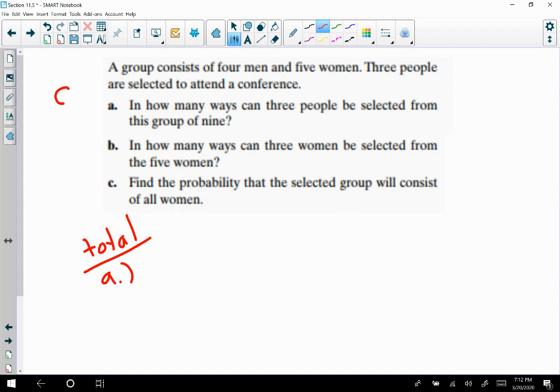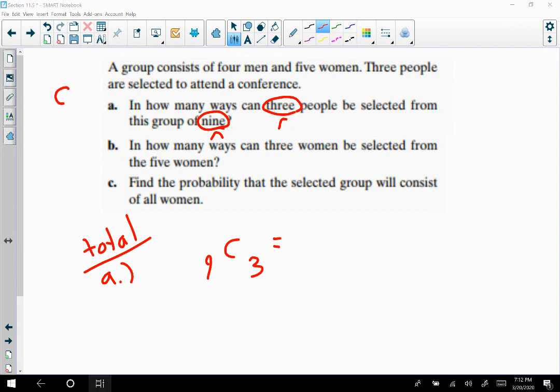That's why this is a combination. It doesn't matter the order, and no one is better than the rest in here. Okay? So all we're going to do is run combinations on this. Part A tells you exactly the combination you need to run. You have 9 people total. That's N. You are selecting 3 people. That's your R. So we're going to run 9C3.